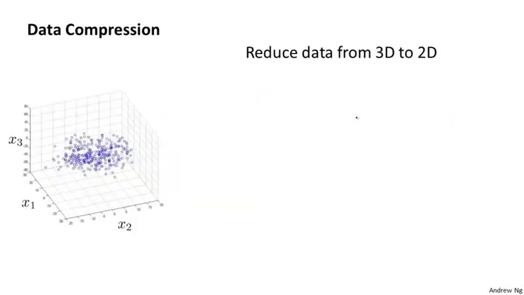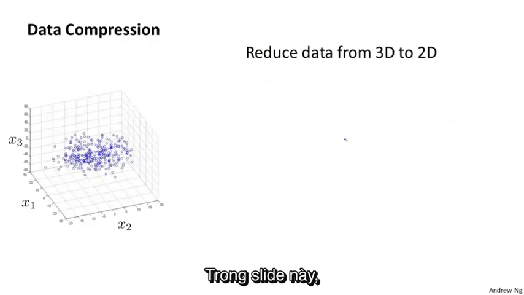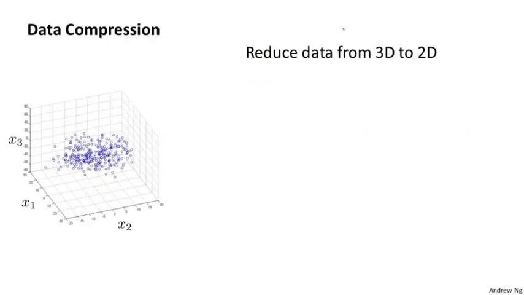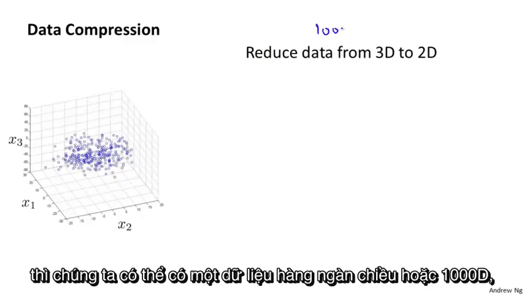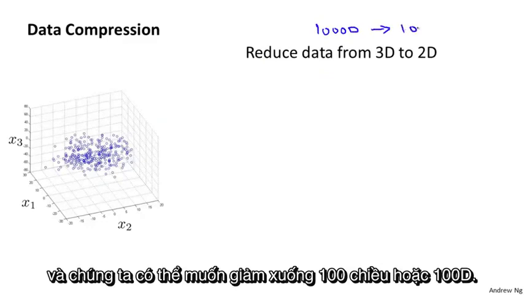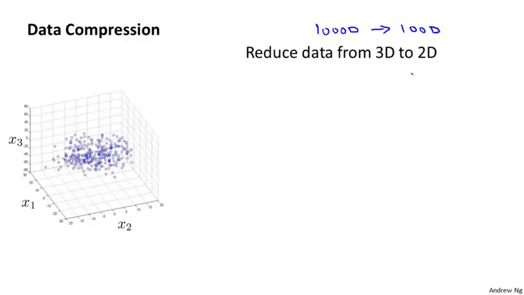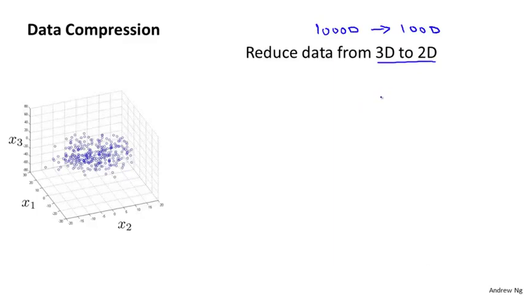On the previous slide, we showed an example of reducing data from 2D to 1D. On this slide, I'm going to show another example of reducing data from 3-dimensional or 3D to 2-dimensional, 2D. By the way, in a more typical example of dimensionality reduction, we might have 1,000-dimensional data, or 1,000D data, that we might want to reduce to, let's say, 100-dimensional, 100D. But because of the limitations of what I can plot on the slide, I'm going to use examples of 3D to 2D or 2D to 1D.